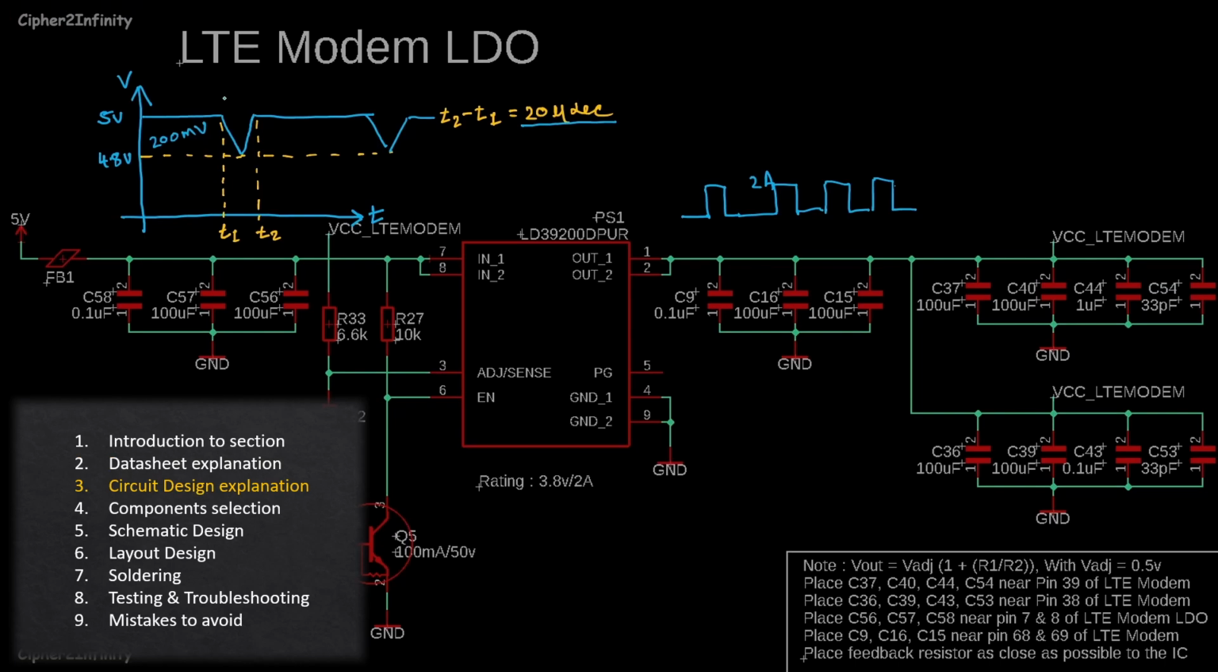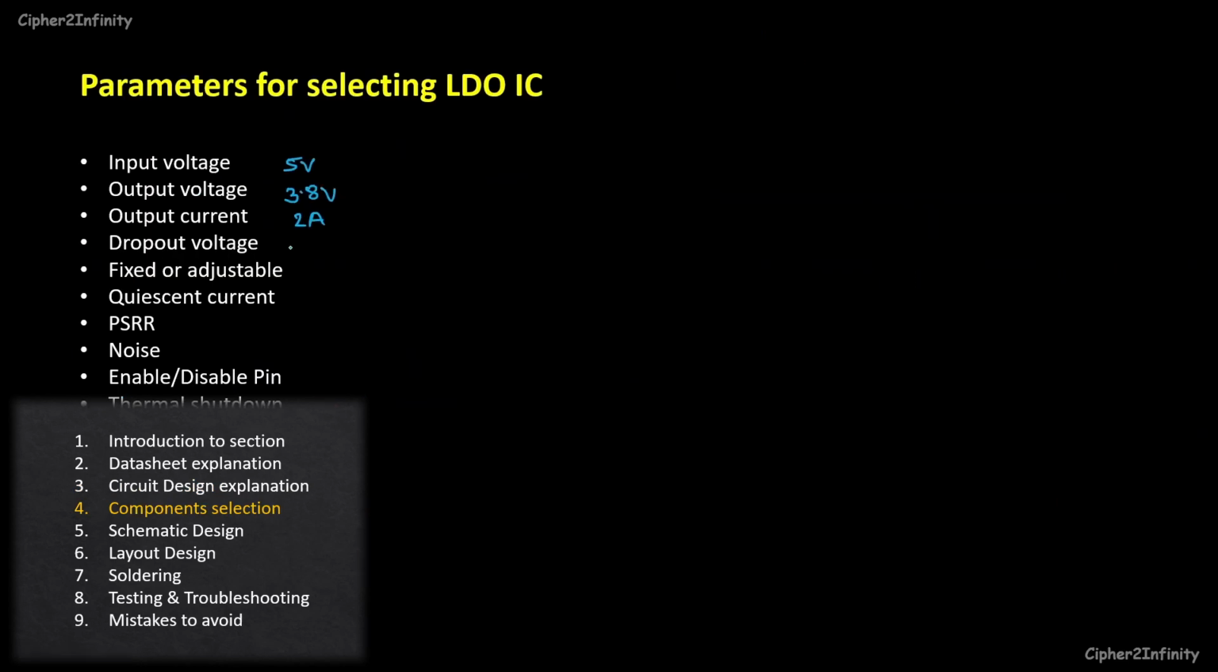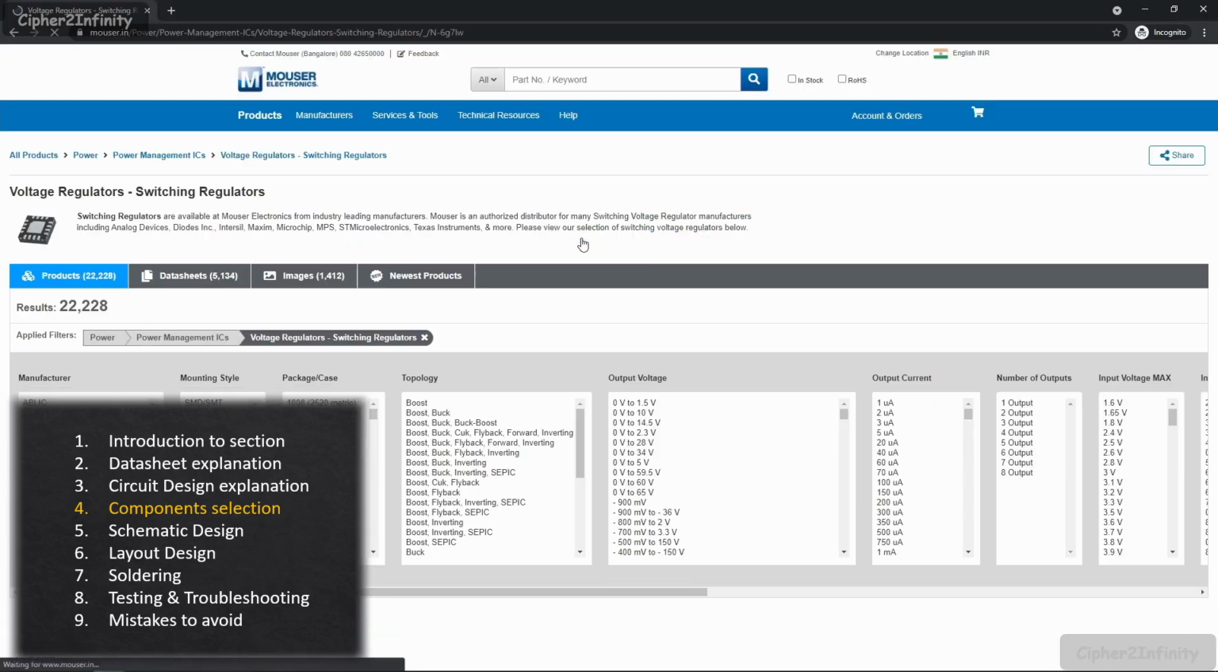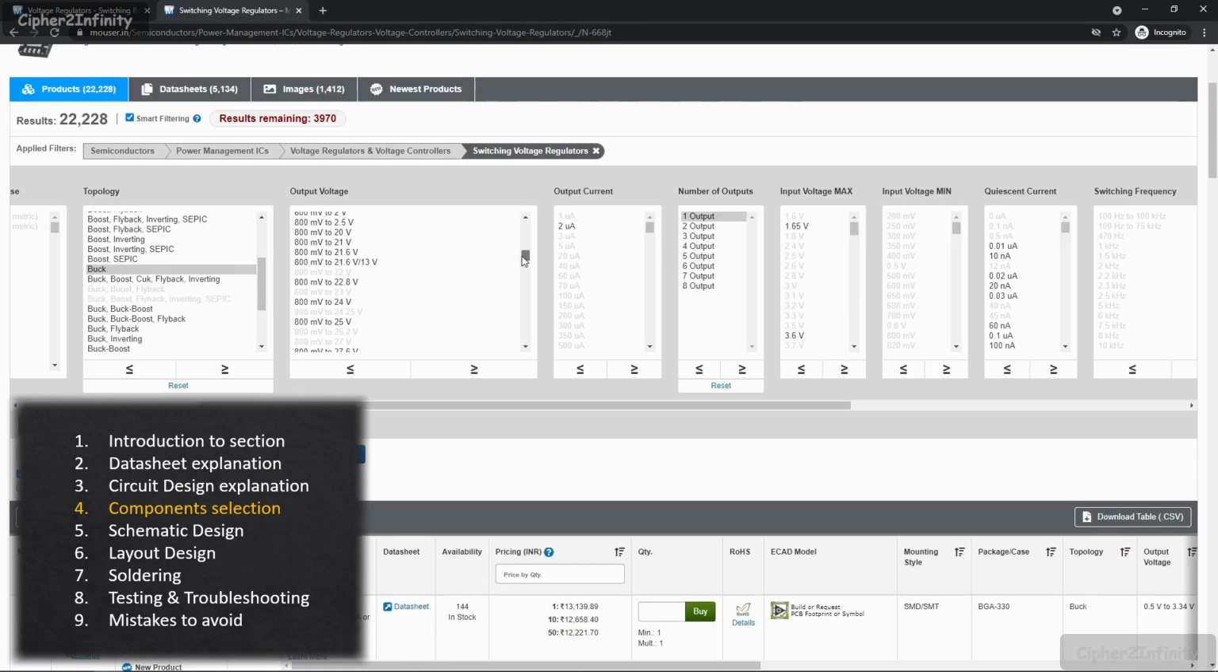After that, I will give you a detailed explanation of the circuitry and we will see the significance of each and every component used. Later, we will see the different parameters for selecting the components and I will show you how to select a specific component out of thousands of components available online.